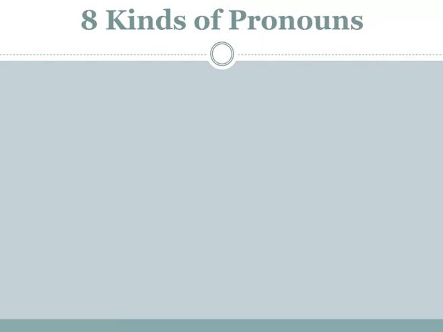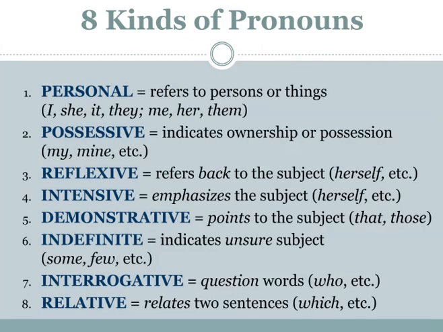So there you have it, the 8 kinds of pronouns: personal, possessive, reflexive, intensive, demonstrative, indefinite, interrogative, and relative. If you have actually memorized or learned these well enough to be able to identify the exact kind of pronoun, good for you. But again, it's more important just for you to be able to recognize a pronoun in a sentence and understand how it's being used.